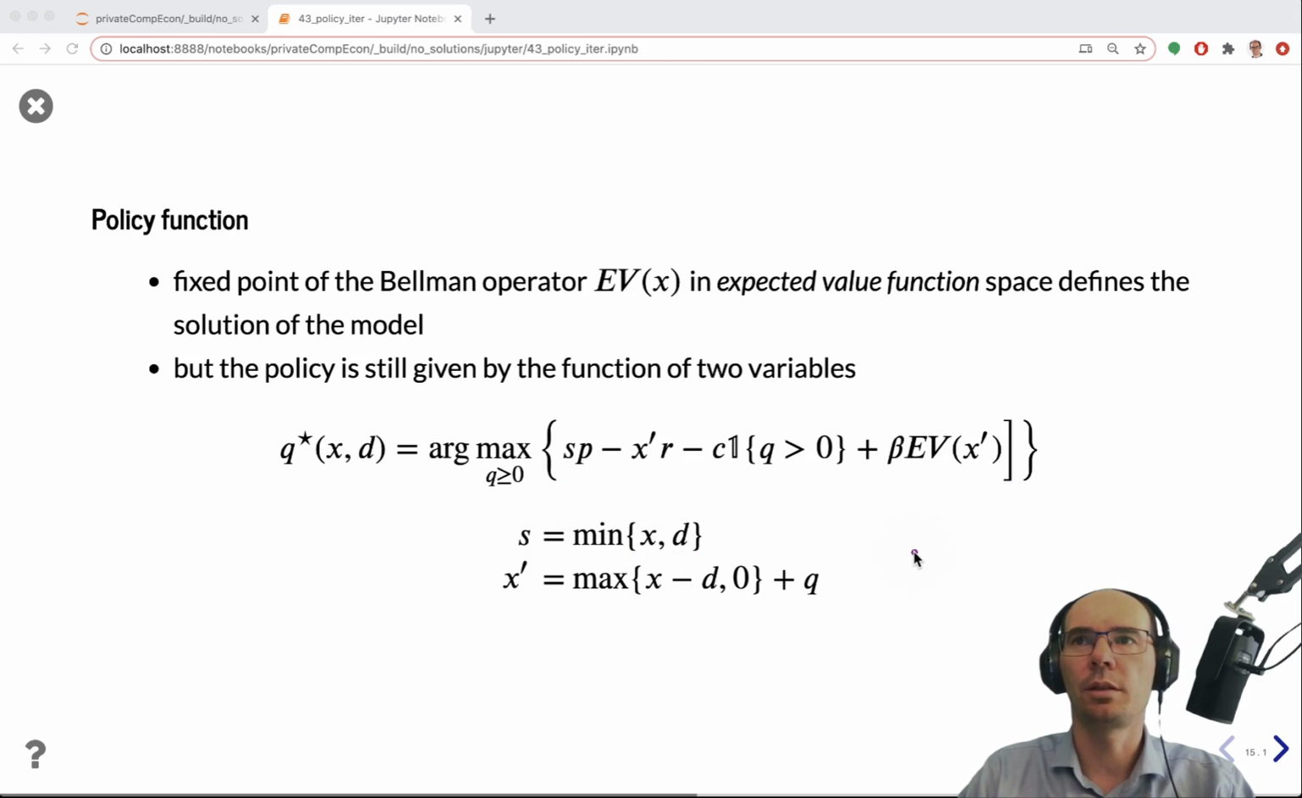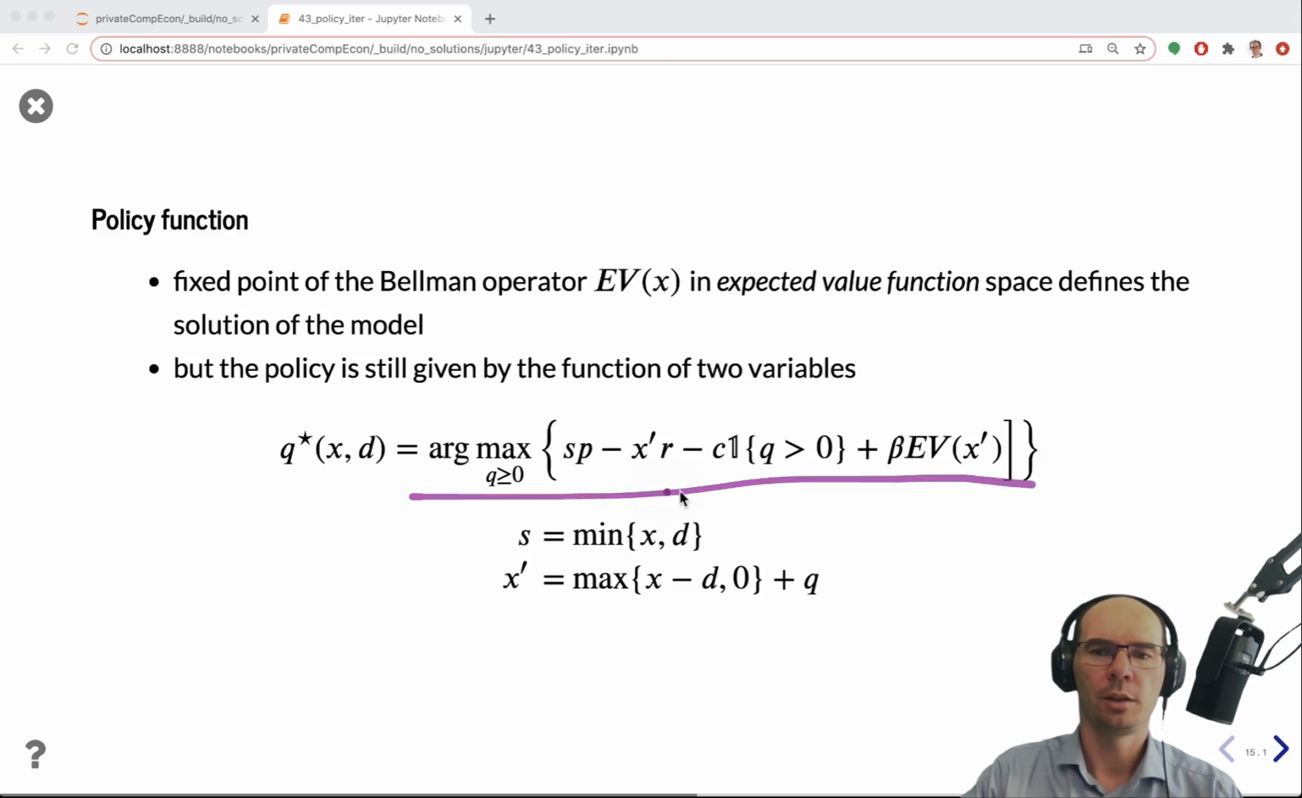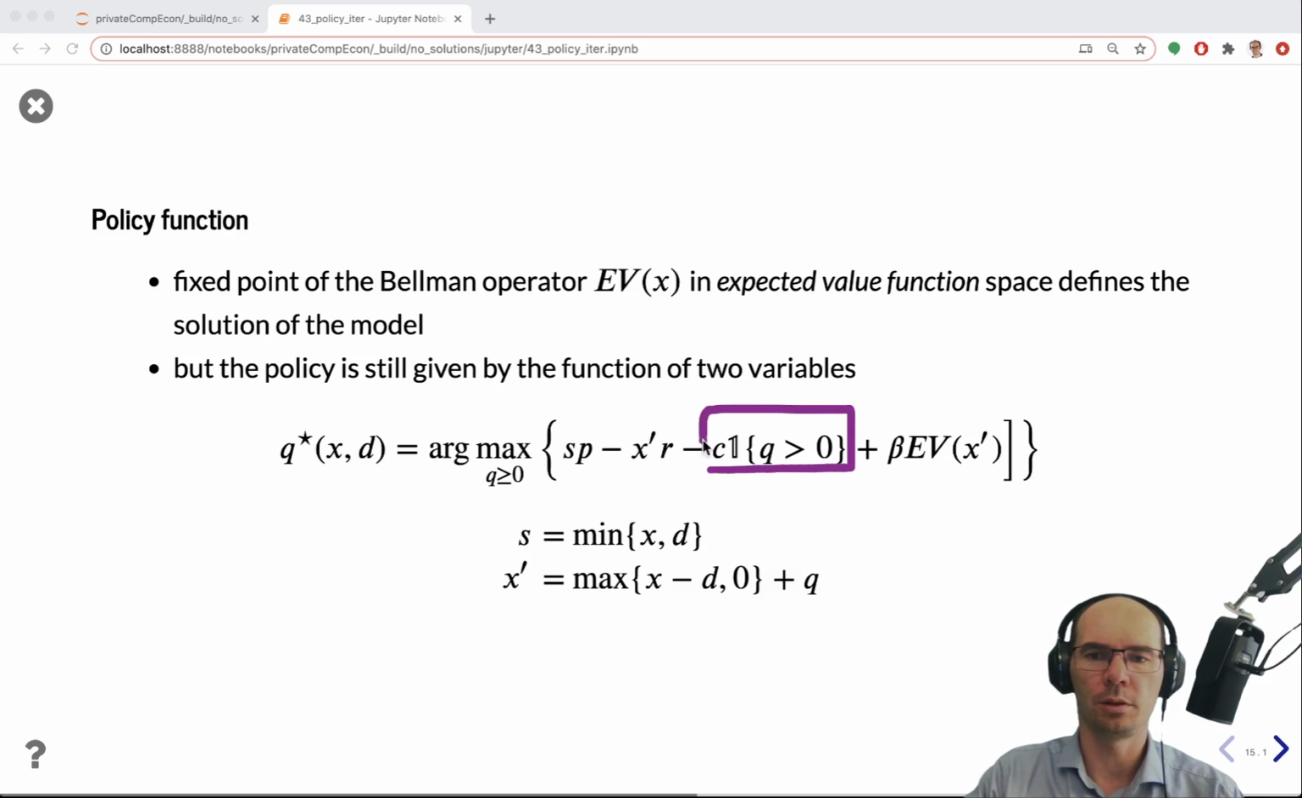And as we discovered in the end of exercise 11, we actually have this property that the optimal policy, optimal choice, doesn't seem to depend on x and d independently. And indeed, if we stare enough at this expression here, we will see, where does q enter? The q is multiplied with r over here, and there's q that enters here, and of course q enters in the expected value through the x prime.